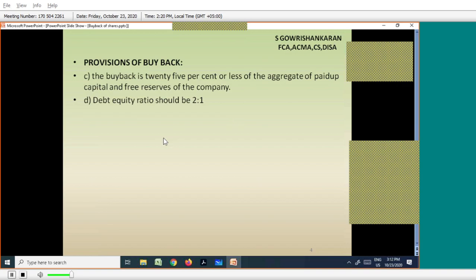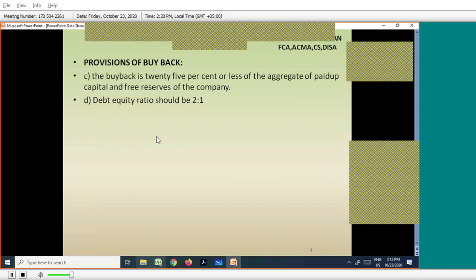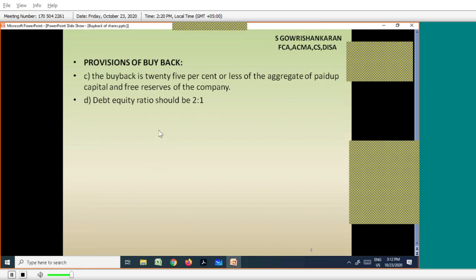Debt I said, equity means what? As per you, what is equity? Equity includes what all the items? Equity includes share capital plus reserves and surplus. But not revaluation reserve.